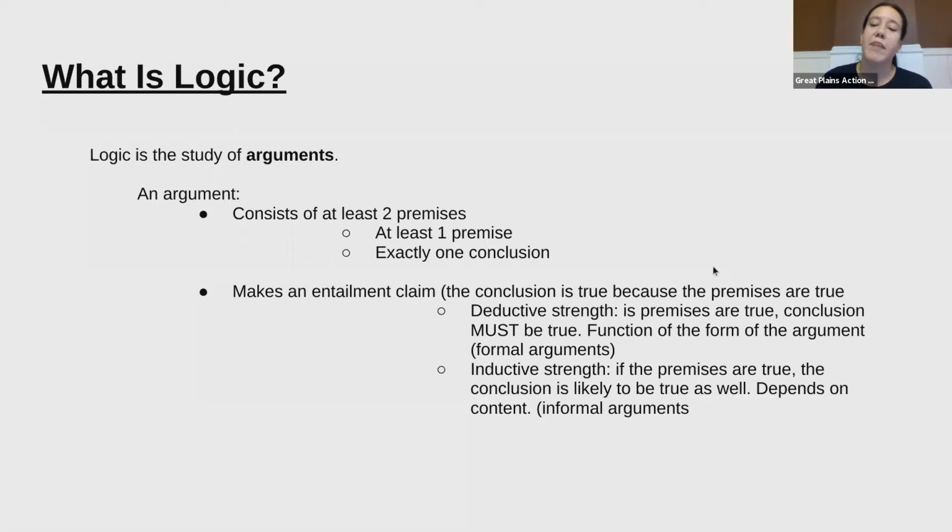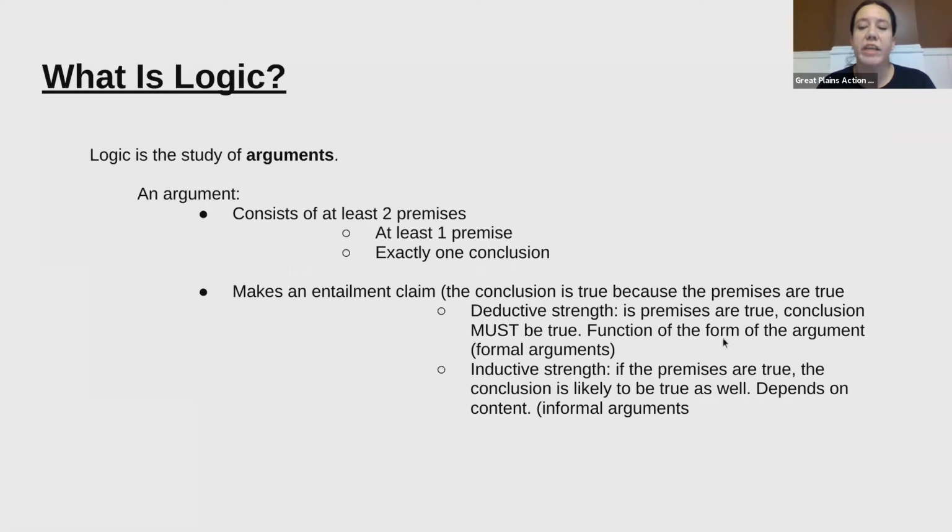So there's a claim that the truth of the premise entails the truth of the conclusion. So we're to believe that the conclusion is true because the premises are true. So there's that relationship there. If the relationship of entailment is absolute, if it's necessary, we call those deductive arguments usually.